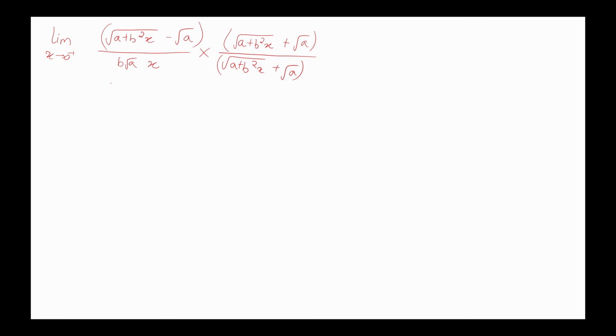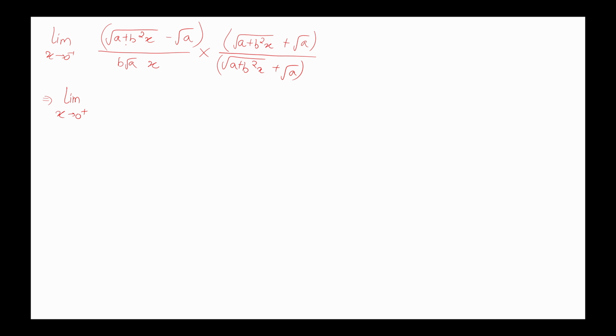Limit x tending to 0 plus, root under a plus b square x minus root a, divided by b root a into x. Now I can rationalize this by multiplying it with its conjugate, root under a plus b square x plus root a divided by root under a plus b square x plus root a. Now let me multiply this. After multiplying I have to eliminate this x, and only then can I put x to be 0. So till then let's keep it as it is.